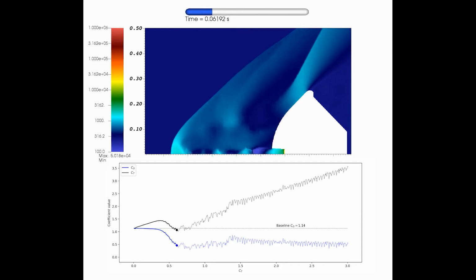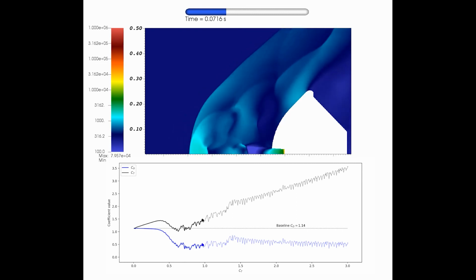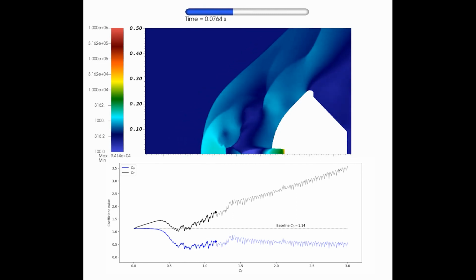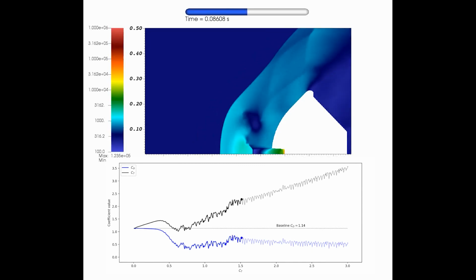Here is a simulation with a jet diameter that is 10% of the body diameter. We see similar behavior for values of thrust coefficient larger than 1.4. However, for values of thrust coefficient less than 0.5, we see a steady increase in axial force since the values of drag coefficient aren't affected by the jet yet.